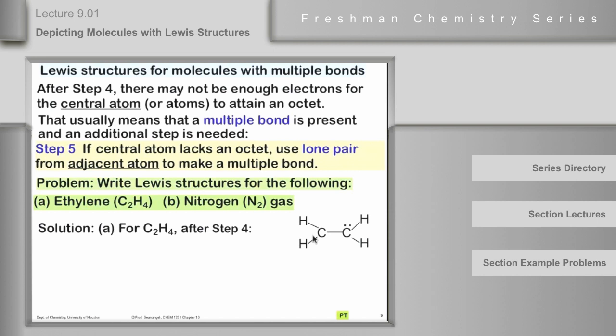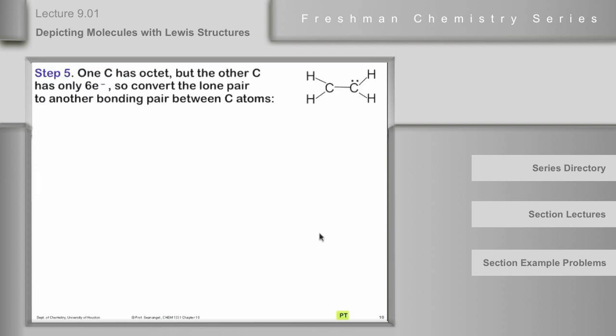It expects 8 electrons, and it's up to you to get it. Besides that, if you take organic chemistry and you leave a carbon with 6 electrons around it, you'll earn a very large red mark on your test. So what the process says is after step 4, you don't have an octet for everybody. You need to use a lone pair on an adjacent atom to create a double bond. So that's what we're going to do.